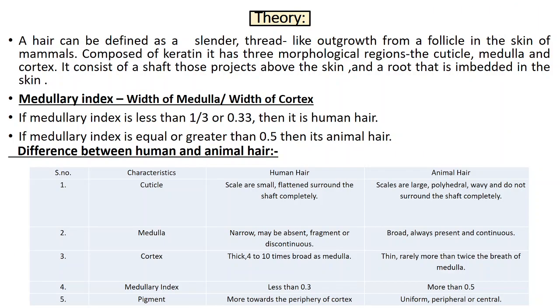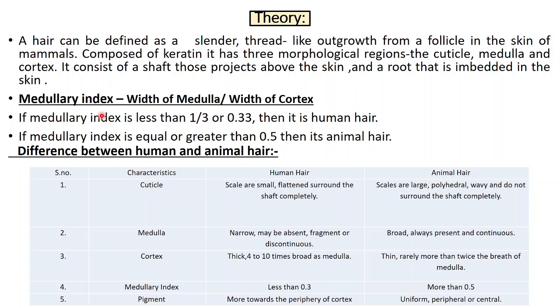Now this is the theory. Basically, a hair consists of a slender thread-like structure, and it is nothing but the outgrowth which comes from the skin. It is composed of mainly three parts, that is cuticle, medulla, and the cortex. The shaft part is present above the skin, and the root part is embedded inside the skin. From both we can extract the DNA for profiling.